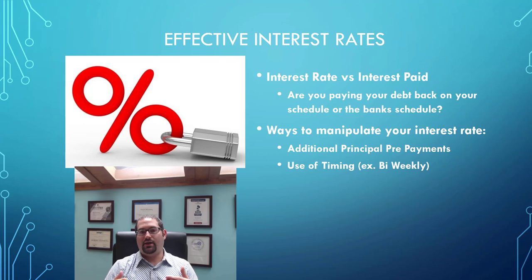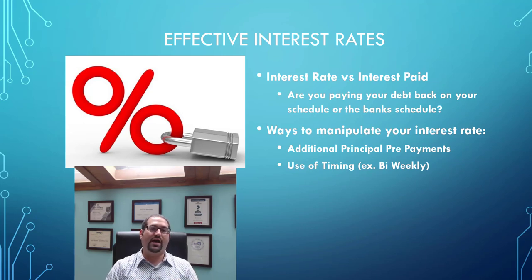So if your bank has on the payment coupon a $1,000 monthly payment and you make that $1,000 every month, you're going to pay the interest rate that they give you, and that's that. However, if you pay even just $1 more over that minimum payment, you are now manipulating the amount of interest paid on most loans.